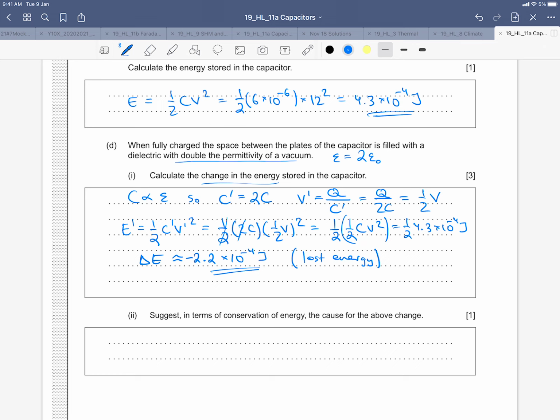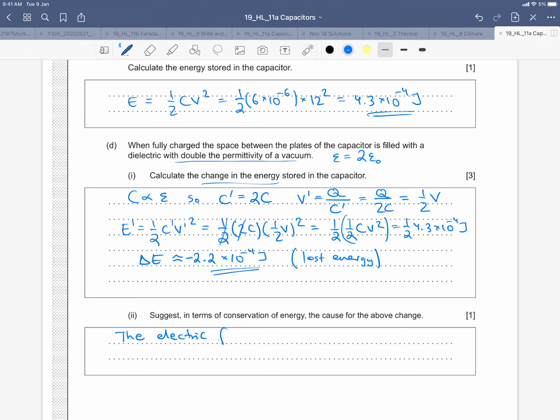And that is because when a dielectric gets inserted, the field actually pulls the dielectric in slightly. So the electric field does positive work on the dielectric material, so that the electric field that is storing the energy loses some of its energy. And this is quite an abstract detail that they've included in the syllabus.